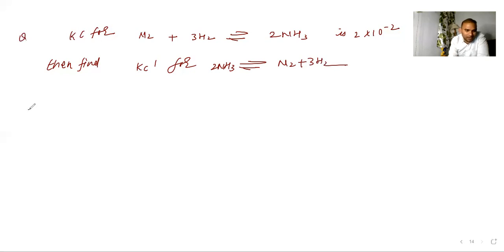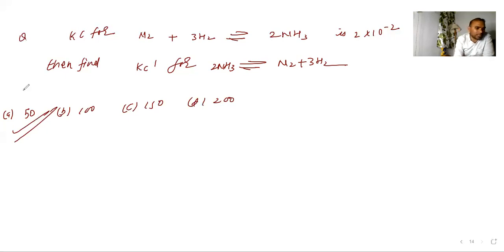So Kc prime. The options given are: A is 50, B is 100, C is 150, D is 200. So this is going to be 1 divided by 0.02, which is 50. So this is our required answer. You will be able to solve this type of problem? Okay, let's go with another one.